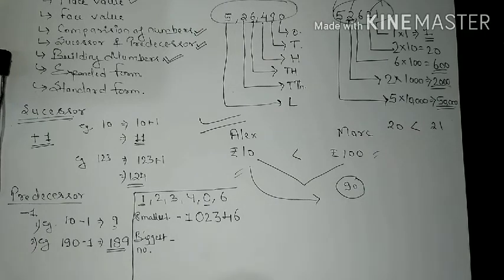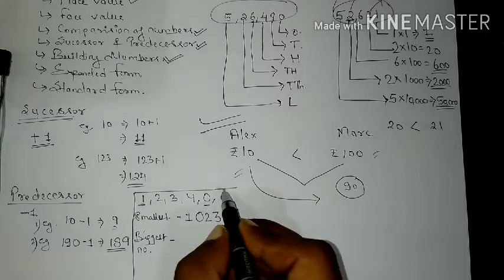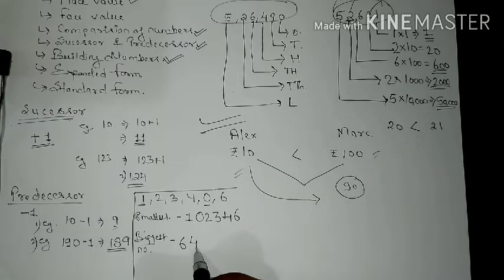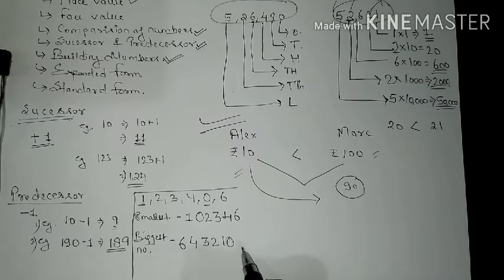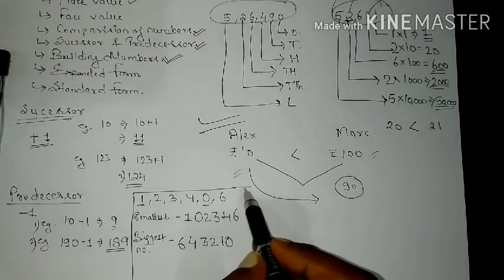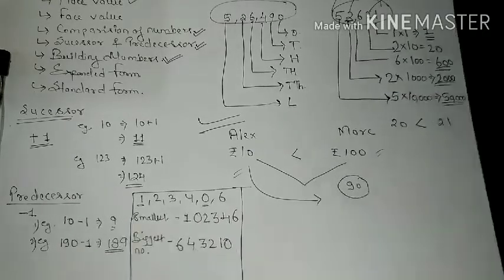Correct? And if you have been asked to write the biggest number, what you will do is just see the biggest digit in this particular set. This is 6, then 4, then 3, then 2, then 1, and then 0. This will be the largest number. So students, this is how you can form the number.